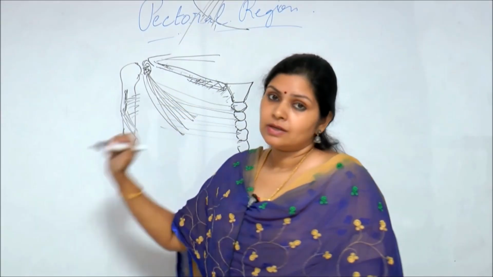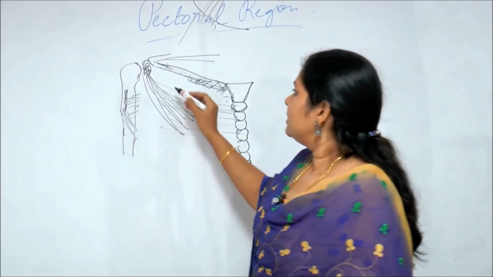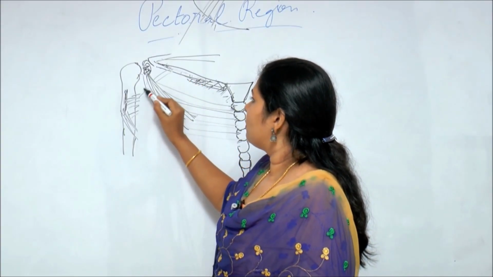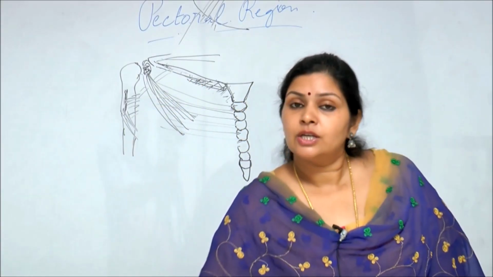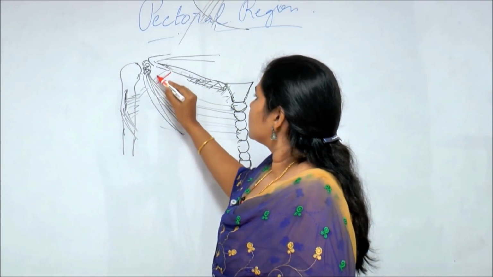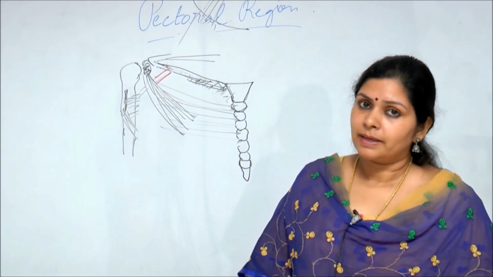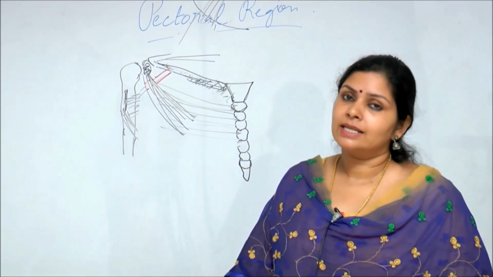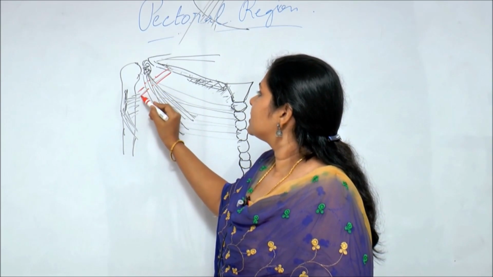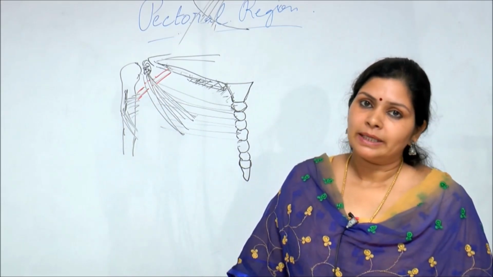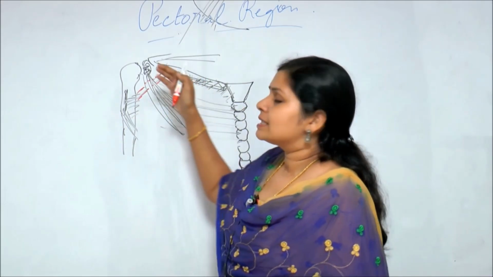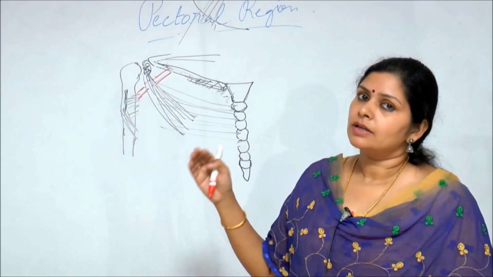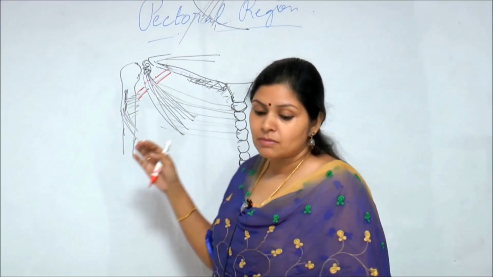The importance of pectoralis minor is that it divides the axillary artery into 3 parts. The first part of the axillary artery lies above the pectoralis minor. The second part lies behind the pectoralis minor, and the third part lies below the pectoralis minor. So, pectoralis minor is the main muscle that divides the artery into 3 parts. So, it is a landmark muscle.